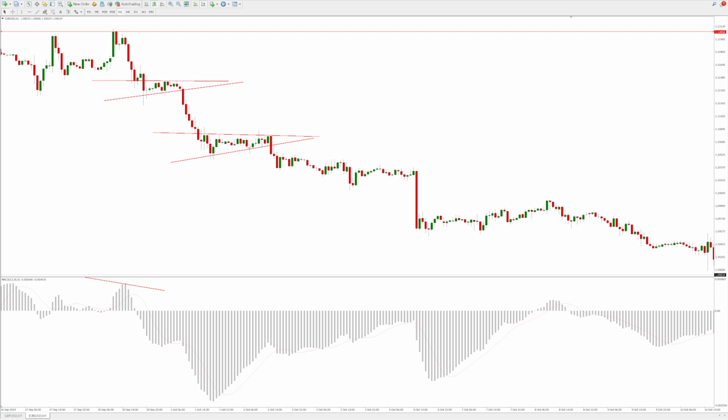Again, another wedge pattern there. Descending wedge, wedge in a downtrend, and the breakout again. Big bar there. With both of these, we could have used a stop loss the other side of the previous high. So you're looking around 15 pips on that one, and around 20 pips on that one.